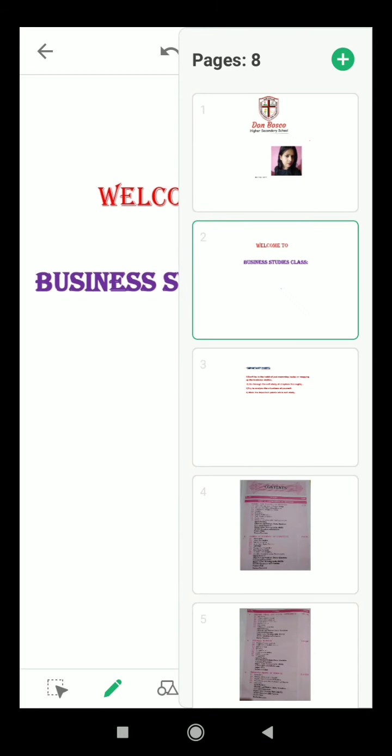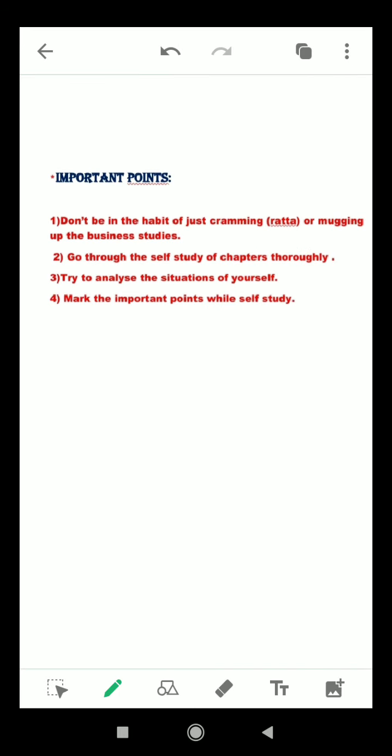So I have written here some points which you have to keep in your mind while studying business studies. Don't be in the habit of just cramming, which most students usually do, the rote learning or mugging up of business studies. Don't do it. Go through the self-study of chapters slowly. Try to analyze the situation yourself. Yes, it is very important. Mark the important points while self-studying.